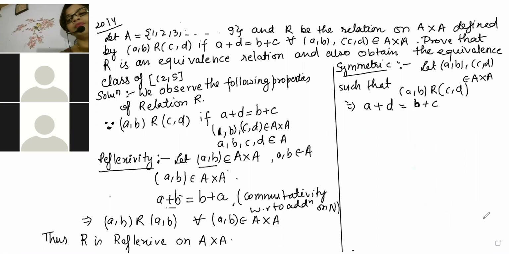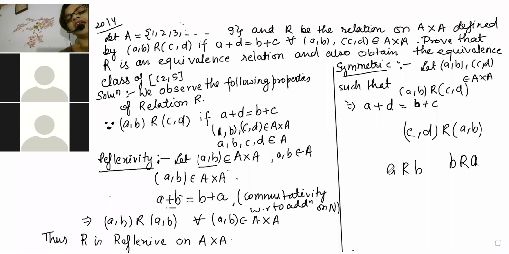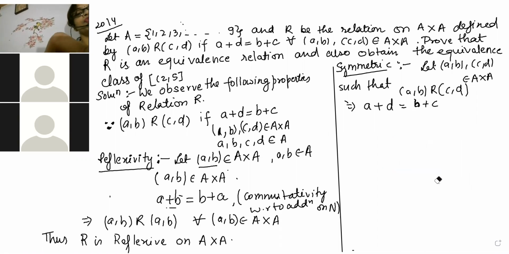Now you have to make it symmetric. To make it symmetric, beta, what do you have to do? For symmetry, you have to write that (c, d) is related to (a, b). Yes or no? When (a, b) is related to R, then (b, a) related to R is the case of symmetry. So here (a, b) is related to (c, d), then the reverse of it will be (c, d) related to (a, b). That is what you have to prove, and you have to prove it by the condition.